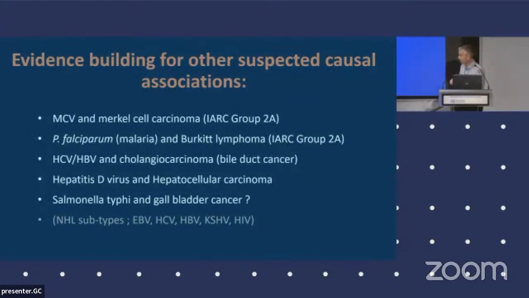Hepatitis C and B probably cause, beyond liver cancer, also a proportion of bile duct cancer. Hepatitis D virus is an interesting virus and worsens the aggressivity of hepatitis B by hugely increasing the risk of hepatocarcinoma in co-infection. There are suggestions of relationships between Salmonella and gallbladder cancer, another outstanding research question that has not been completely decided. And as I mentioned a few times in this talk, the different non-Hodgkin lymphoma subtypes probably have different associations and causality with a number of different viruses that still need quite a lot of working out on etiological fractions.